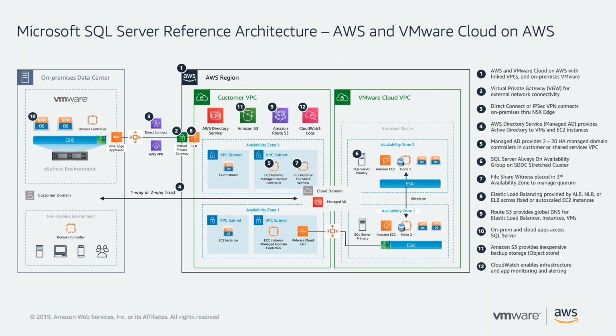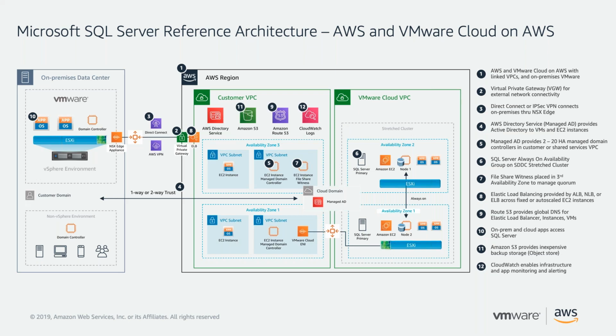Moving on to step 9, we have Route 53, so we can provide global DNS for your Elastic Load Balancer, your instances, and your VMs. Pretty much anything that needs a public name, we can provide that. We can also provide certificates for those names for free through our ACM or Certificate Manager service as well.